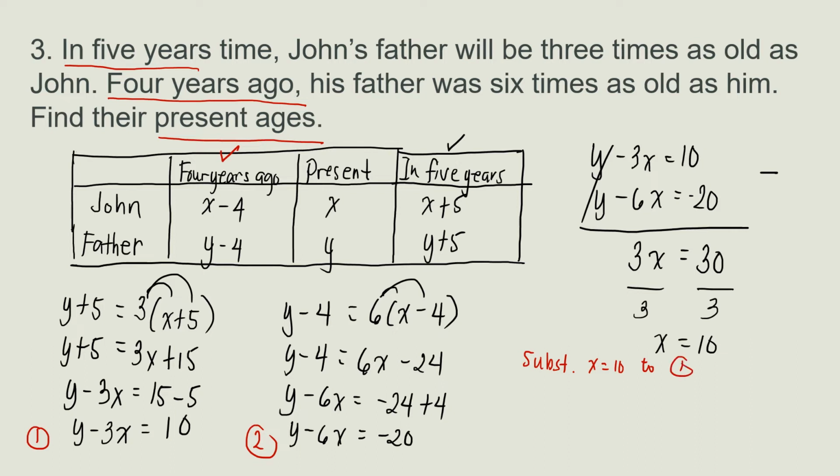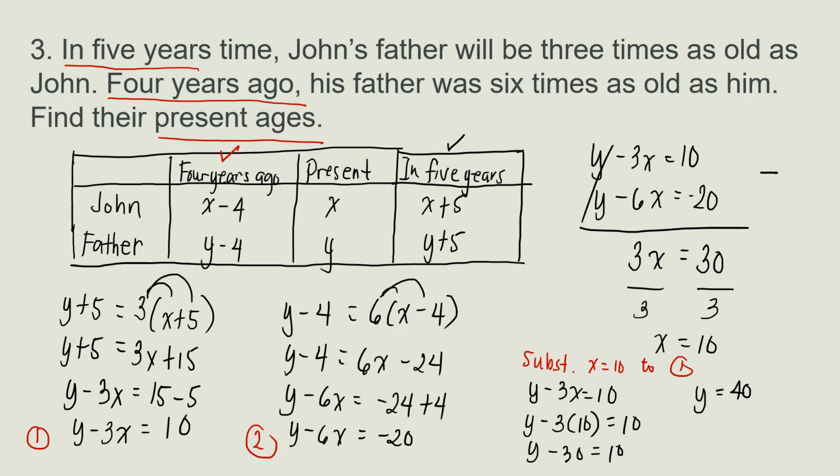So let's do that. You have y minus 3x is equal to 10. Substitute 10 to x. So this is y minus 3 times 10, 3 times 10 is 30, is equal to 10. So your y is equal to 10 plus 30, or 40.